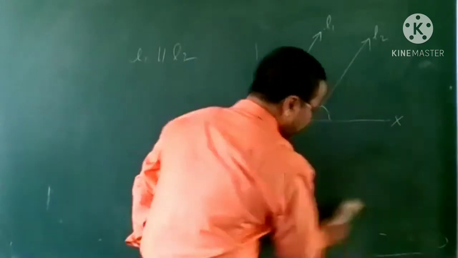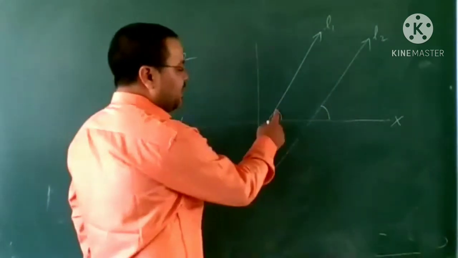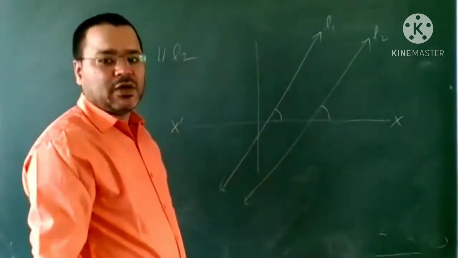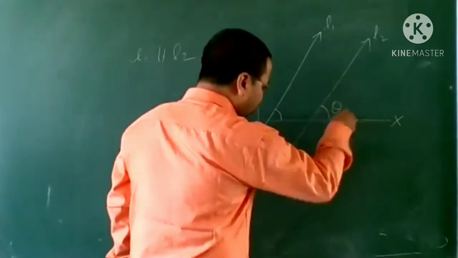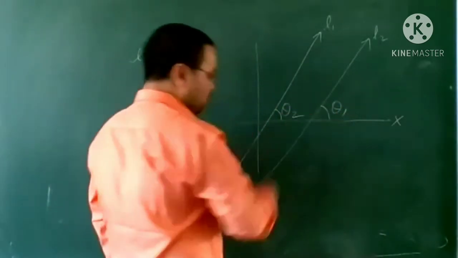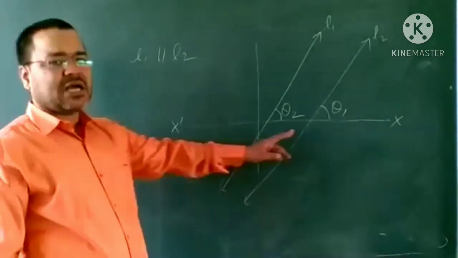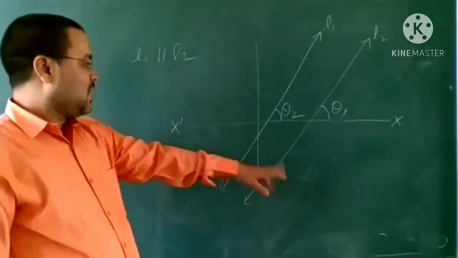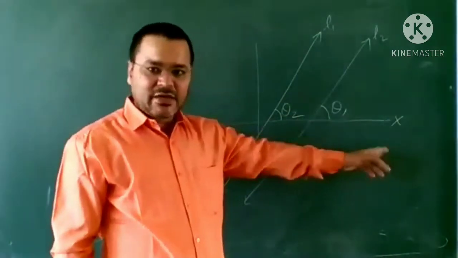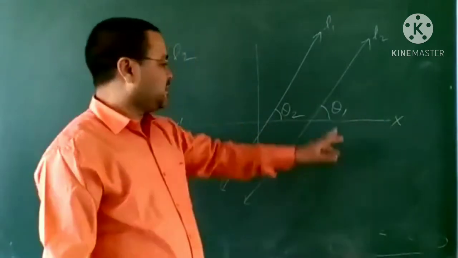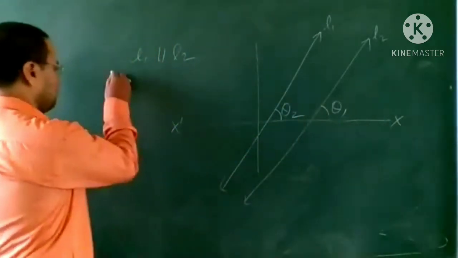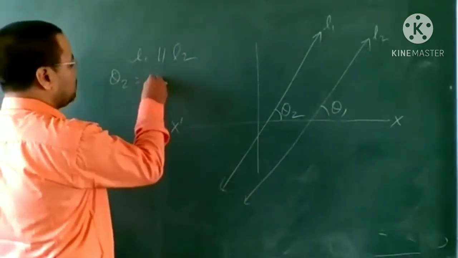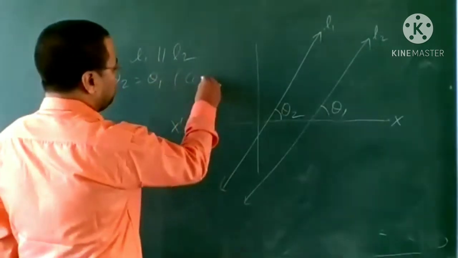And similarly here, this angle and this angle will be equal. Let this be theta 1 and this be theta 2. So if two lines are parallel and the x-axis is like a transversal line, then theta 2 will be equal to theta 1 by corresponding angles.